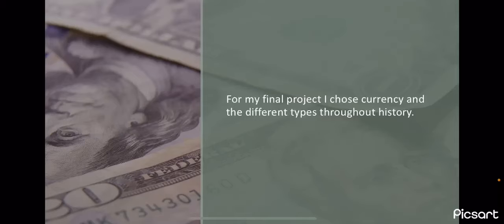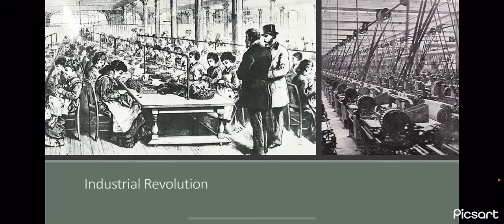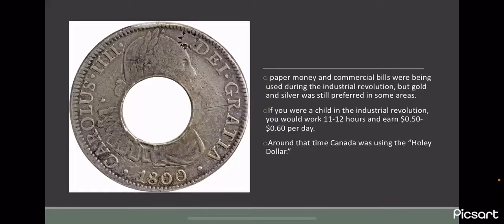For my final socials project, I chose currency and the different types throughout history. Industrial Revolution. If you look back at the Industrial Revolution, you can see paper money and commercial bills being used, but gold and silver was still preferred in some areas.